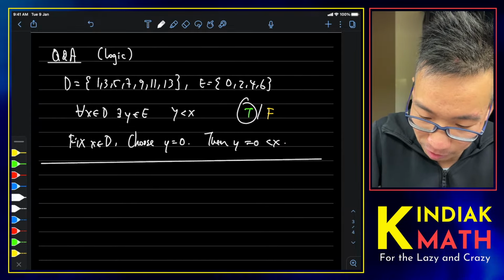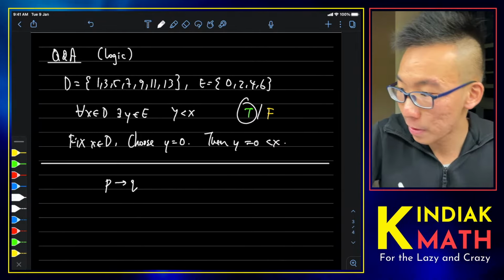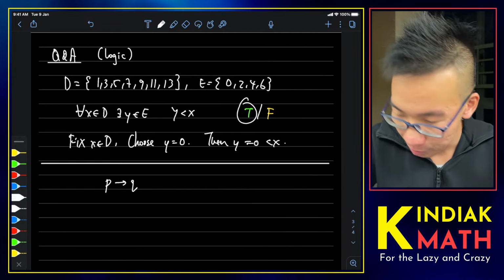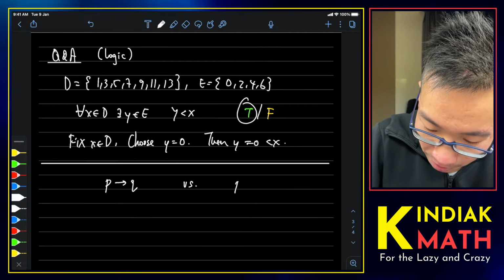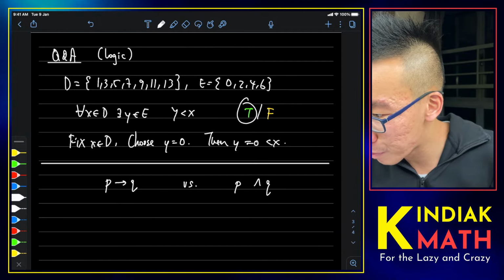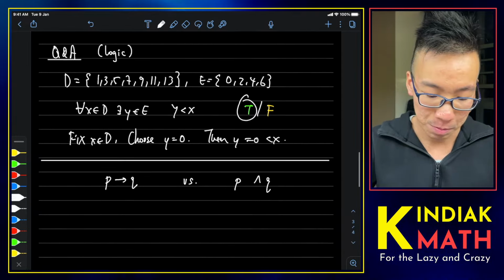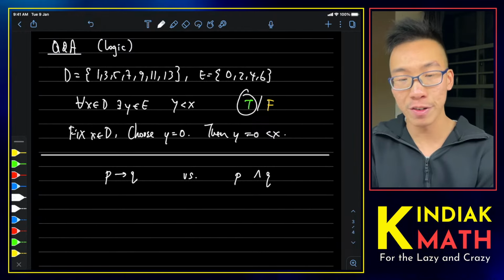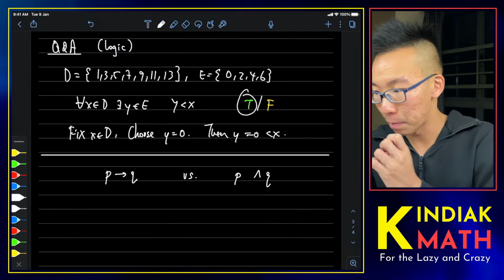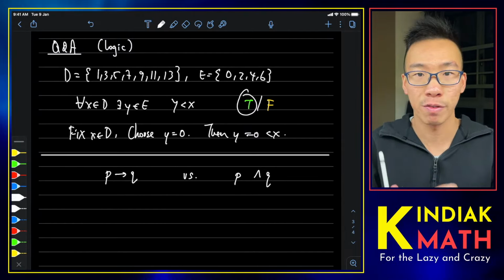All right, so here's the question in terms of implications. Really important bit over here. So the big question: what is the difference between P implies Q and P and Q? Okay, so the main difference here is the fact that in the first case, we do not really care whether P is false or not.